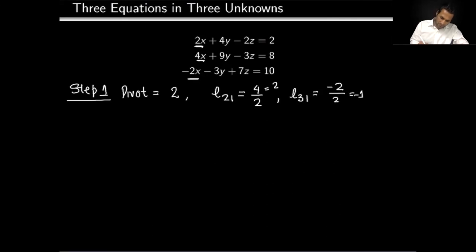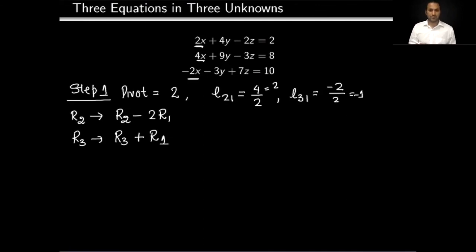So the row operation will be performed: R2 minus the multiplier, which is 2, times R1. And in R3, we will perform R3 minus the multiplier. The multiplier is a negative 1, so that will be positive 1 times R1. When we perform these two row operations, R1 stays as 2x plus 4y minus 2z is equal to 2.